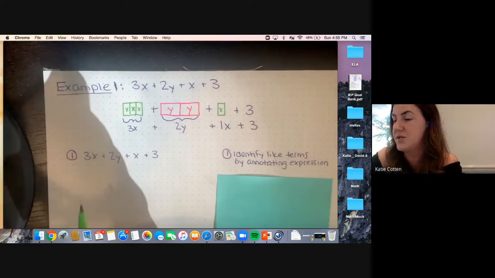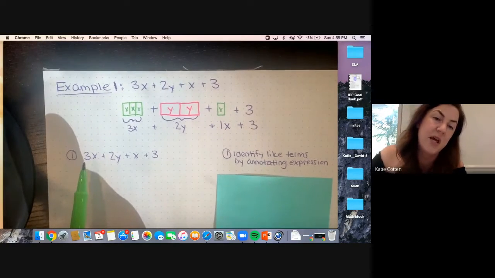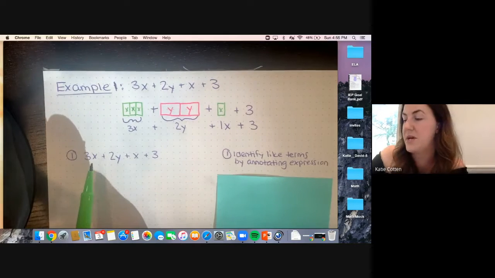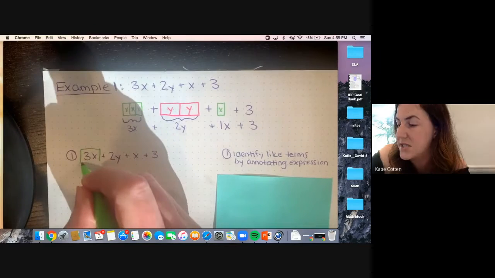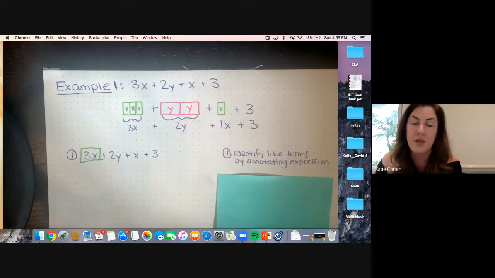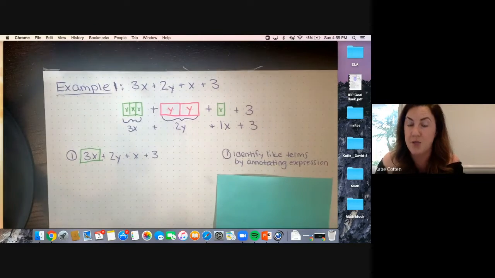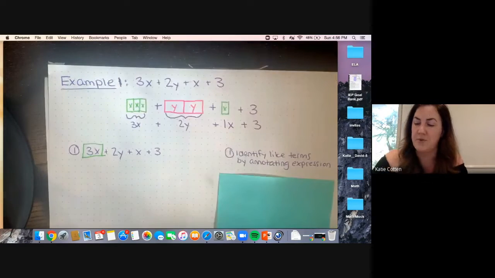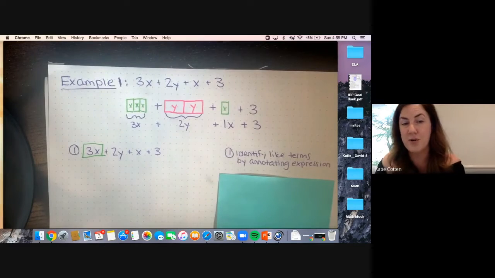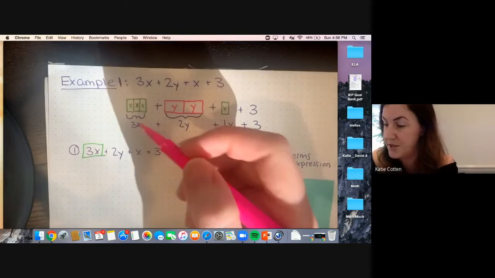So the first thing I do is I look and I see that I have a coefficient of 3 and I have a variable of x. Because I have an x, I'm going to go ahead and box this in. Then I notice I have a plus 2y. Because this is a different variable, I need to represent that using either a different color or a different shape, or in this case, I'm going to do both.